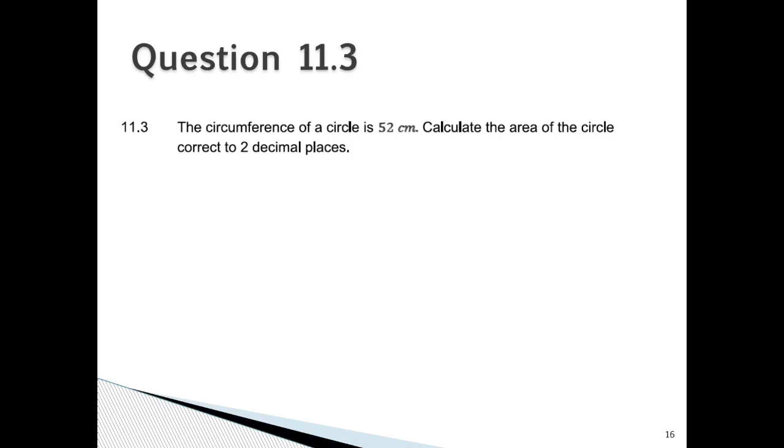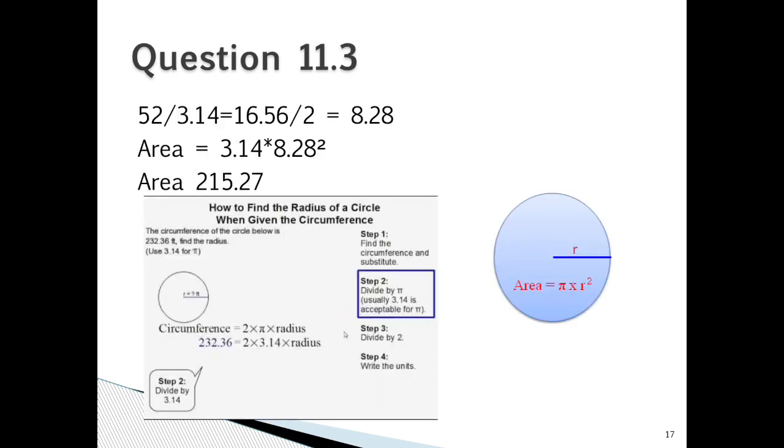Question 11.3. The circumference of the circle is 52 centimeters. Calculate the area of the circle correct to 2 decimal places. 52 divided by 3.14, pi, is equal to 16.56, divided by 2, which is equal to 8.28. Your area is equal to 3.14 times 8.28 squared. So your area is equal to 215.27. So how did we find the radius of the circle when you are given the circumference?